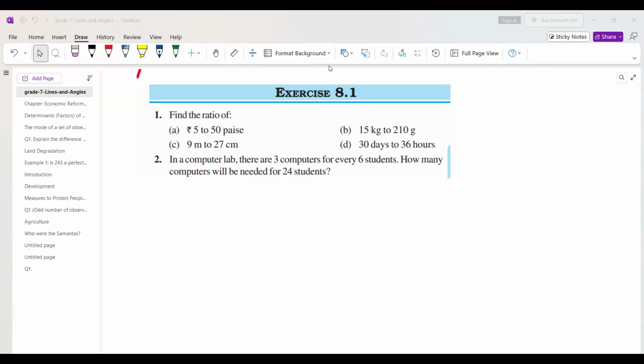Ma'am, 1,000 centimeters make 1 meter, right?